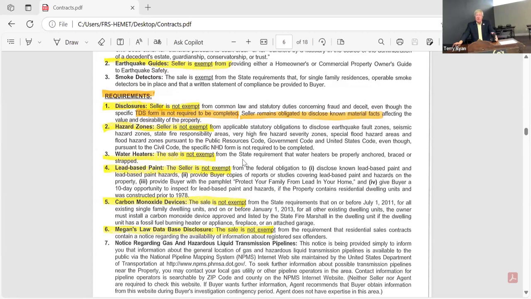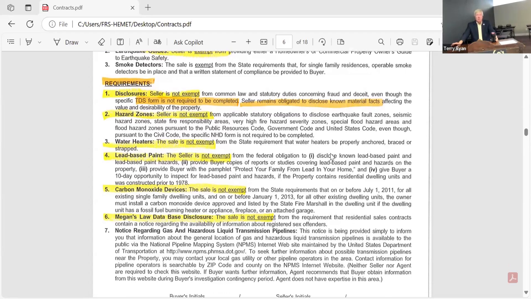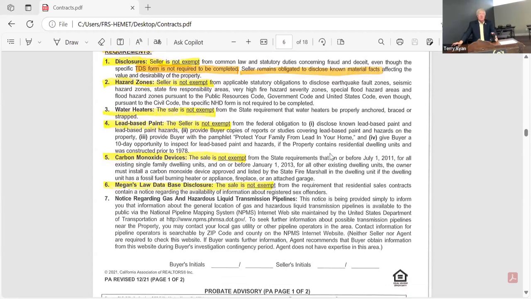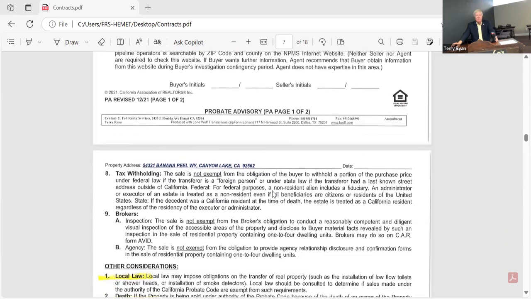Water heaters, they still have to be properly anchored and braced. You still have to let people know about lead-based paint possibilities. You have to have the carbon monoxide devices in place. Megan's Law, of course, that's in the contract itself. Those things all still have to be done.